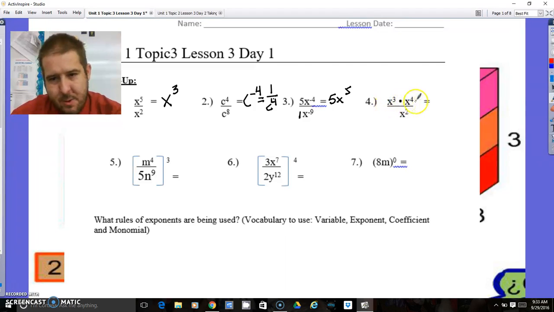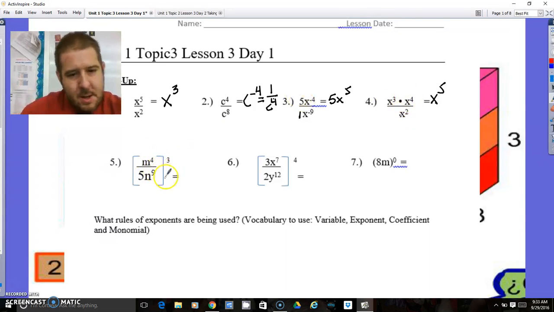See here, x to the third times x to the fourth is x to the seventh, divided by x to the second is x to the fifth. Now, I could have divided right here and then multiplied, and that would have been the exact same answer as well.